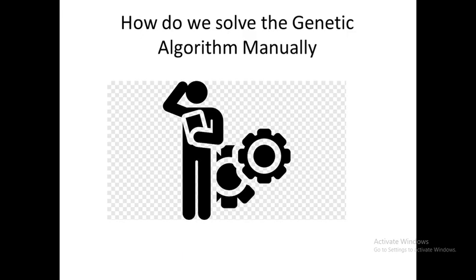These are all the theoretical concepts available with the three operators: reproduction, crossover, and mutation. These are all the things available with the genetic algorithm theory.